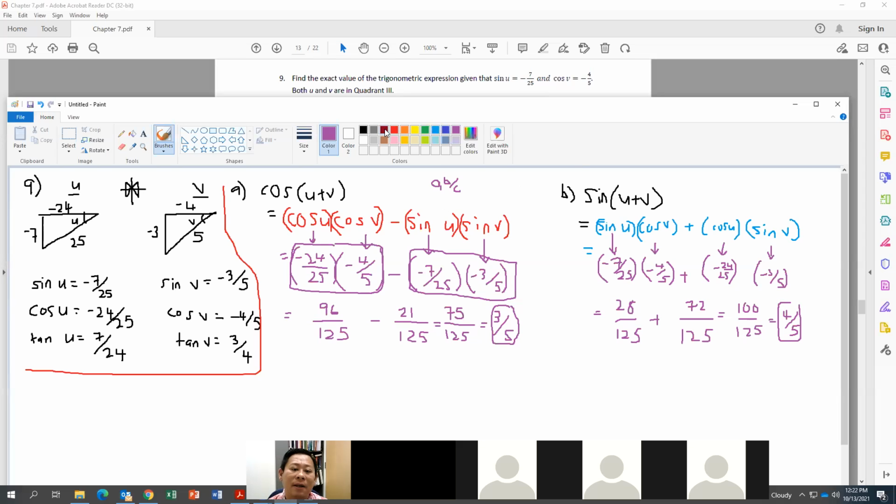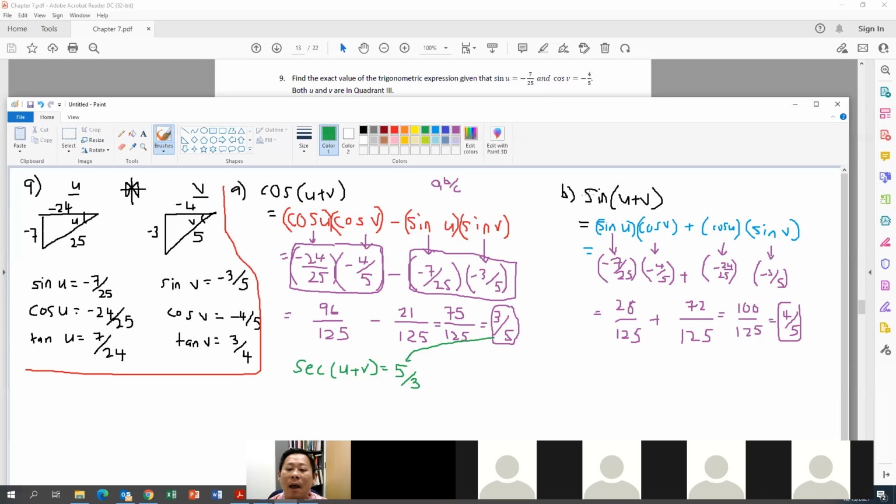So what happens if I want you to figure out the reciprocal of cosine, secant? What if this question wants us to find secant of U plus V? What do you do? You flip it. You still need to find the cosine first. You still need to do A like here, and once you got your answer, you flip it.